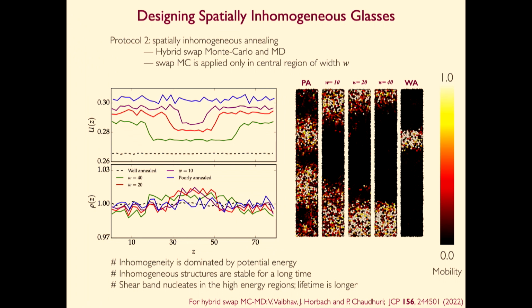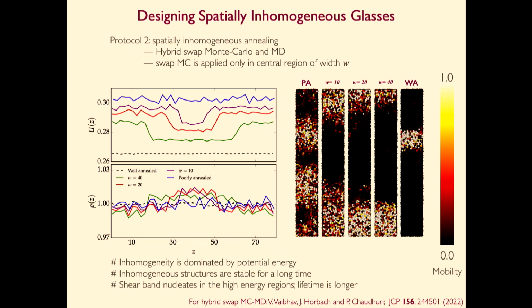So what happens? This swap Monte Carlo technique allows faster annealing of this particular region, and we can see that in very long time we have profiles where, for example, in this case no swap has been done, and in this case the whole material has been swapped. So these are the limits, and here we have different widths of the central region where we do the swap, and we can see that this is annealed better than these regions, and there is a barrier kind of thing created.